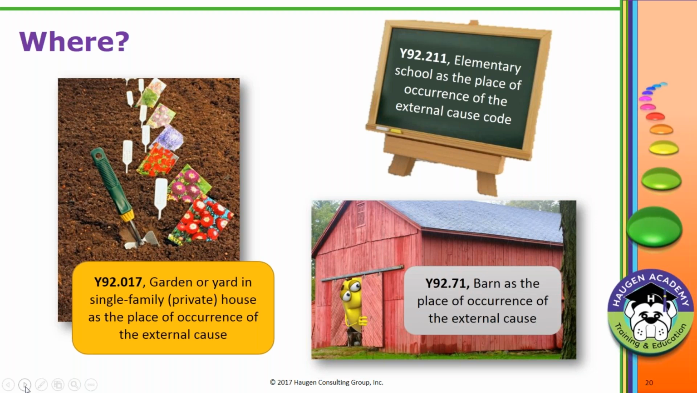For some of those, I don't know if you're in it from more of that rural area, but if we have injuries in the barn, we do have codes for that as well. And then we even have those that are garden, yard, Y92. And I could go on because there are so many of these codes, but these are just some examples of the where codes that you can find in your ICD-10-CM.